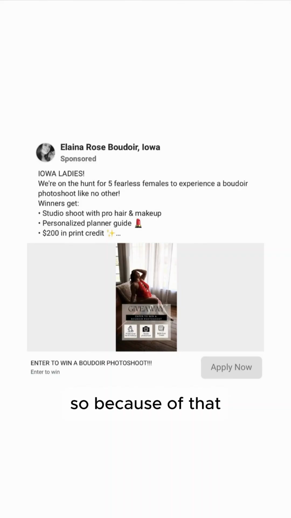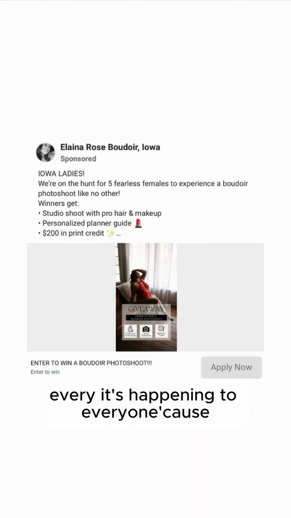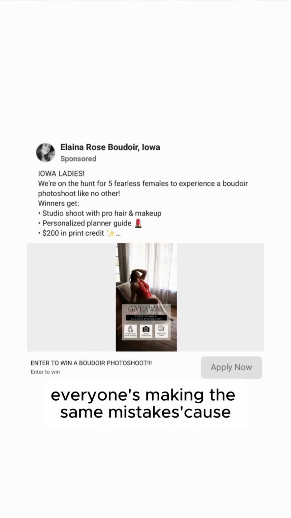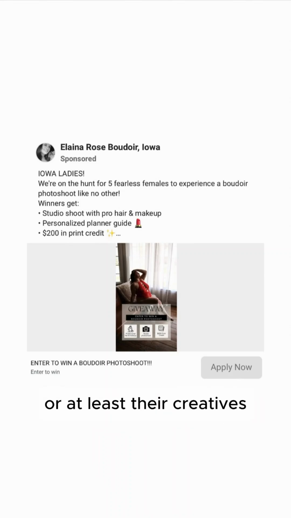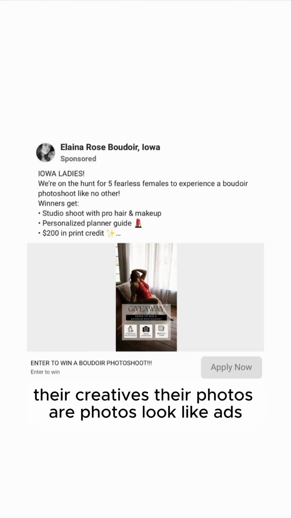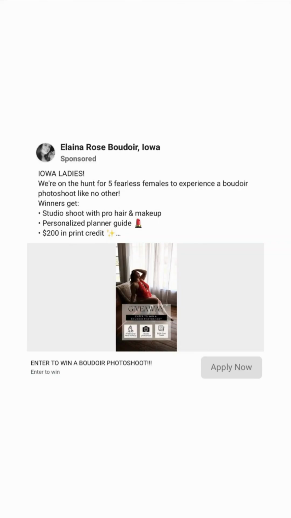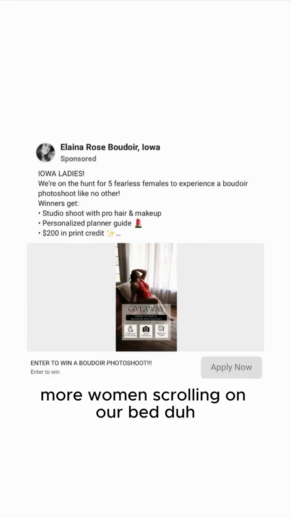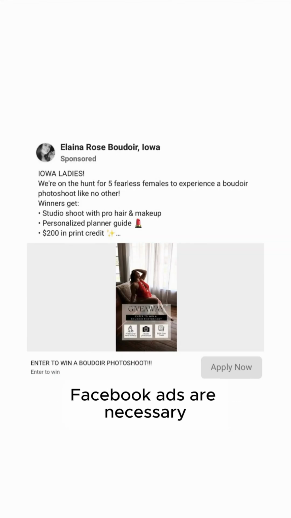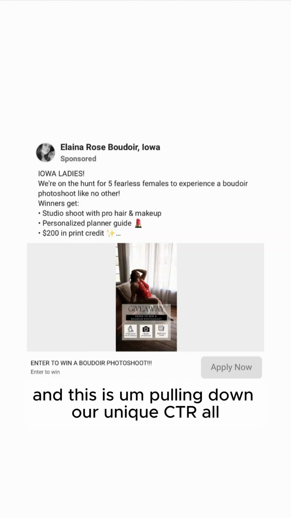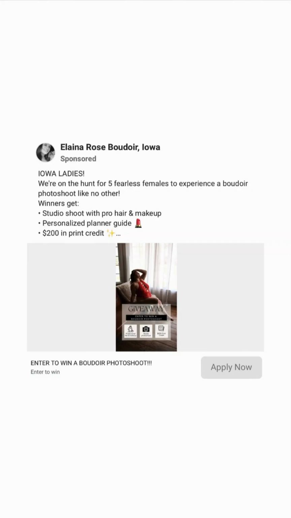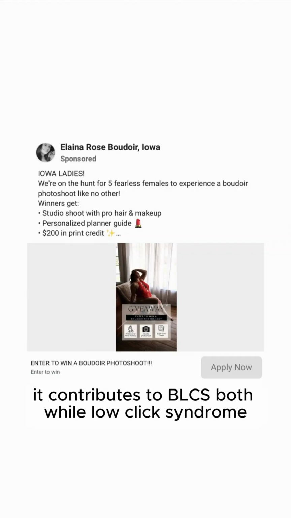So because of that, it's happening to everyone because everyone's making the same mistakes because everyone's ads look like ads, or at least their creatives. Their photos look like ads. So the consequence of this, way more women scrolling past our Boudoir Facebook ads than necessary. And this is pulling down our unique CTR. When it's pulling down our unique CTR, it contributes to BLCS, Boudoir low click syndrome.